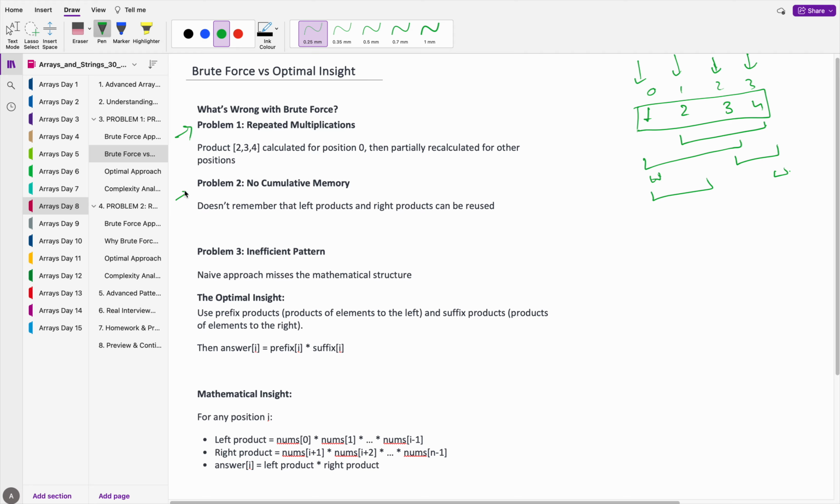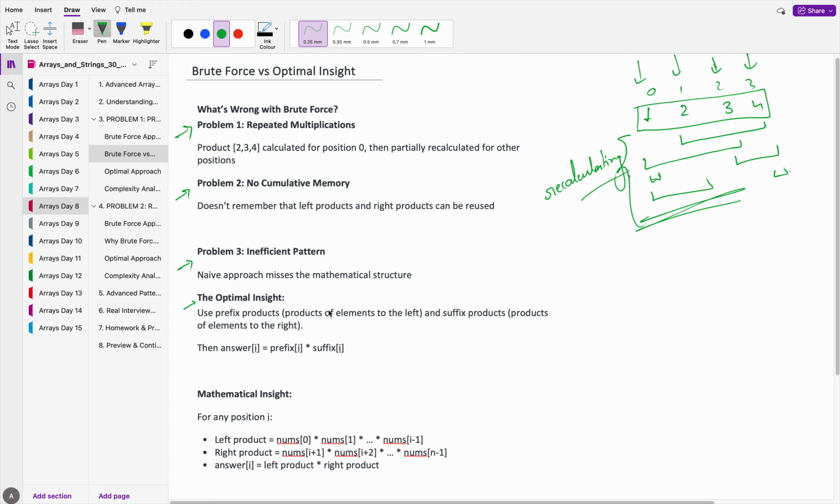Problem number 2, no cumulative memory. Now what is it? Every time we are recalculating, but we don't remember that left products and right products can be reused. We don't remember, that's why we can't reuse the previous calculations. Inefficient pattern. Naive approach misses a mathematical structure. Obviously, without a mathematical pattern, you will be recalculating. Right? It keeps recalculating. Always calculating. Okay.